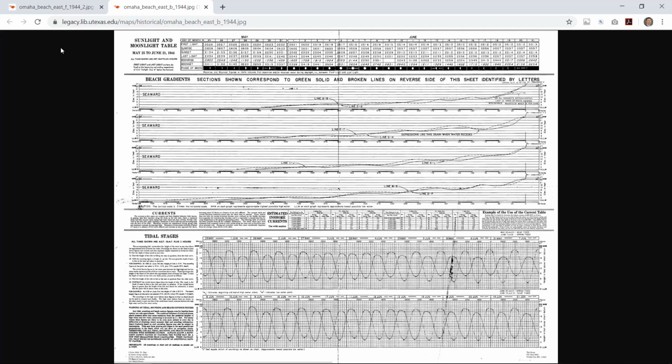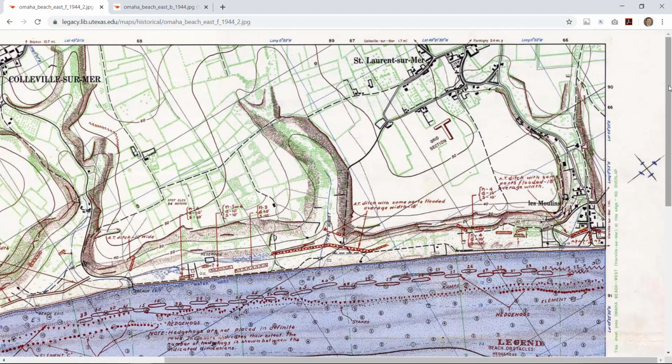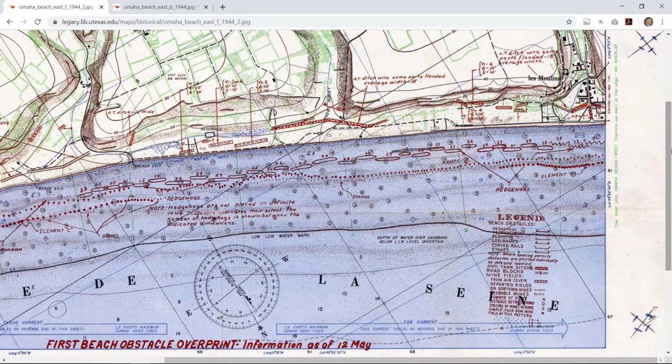Both the backside with all the charts and graphs are very easy to interpret, but the front side has an incredible amount of information as well. You've got the de-emphasized base map in the back, which includes like the green hedgerows, for example, and the brown contours. And then on top of that, you've got red data, which was the actually most updated troop positions and position of things like hedgehogs and tank ditches that were going to be relevant for the invasion.